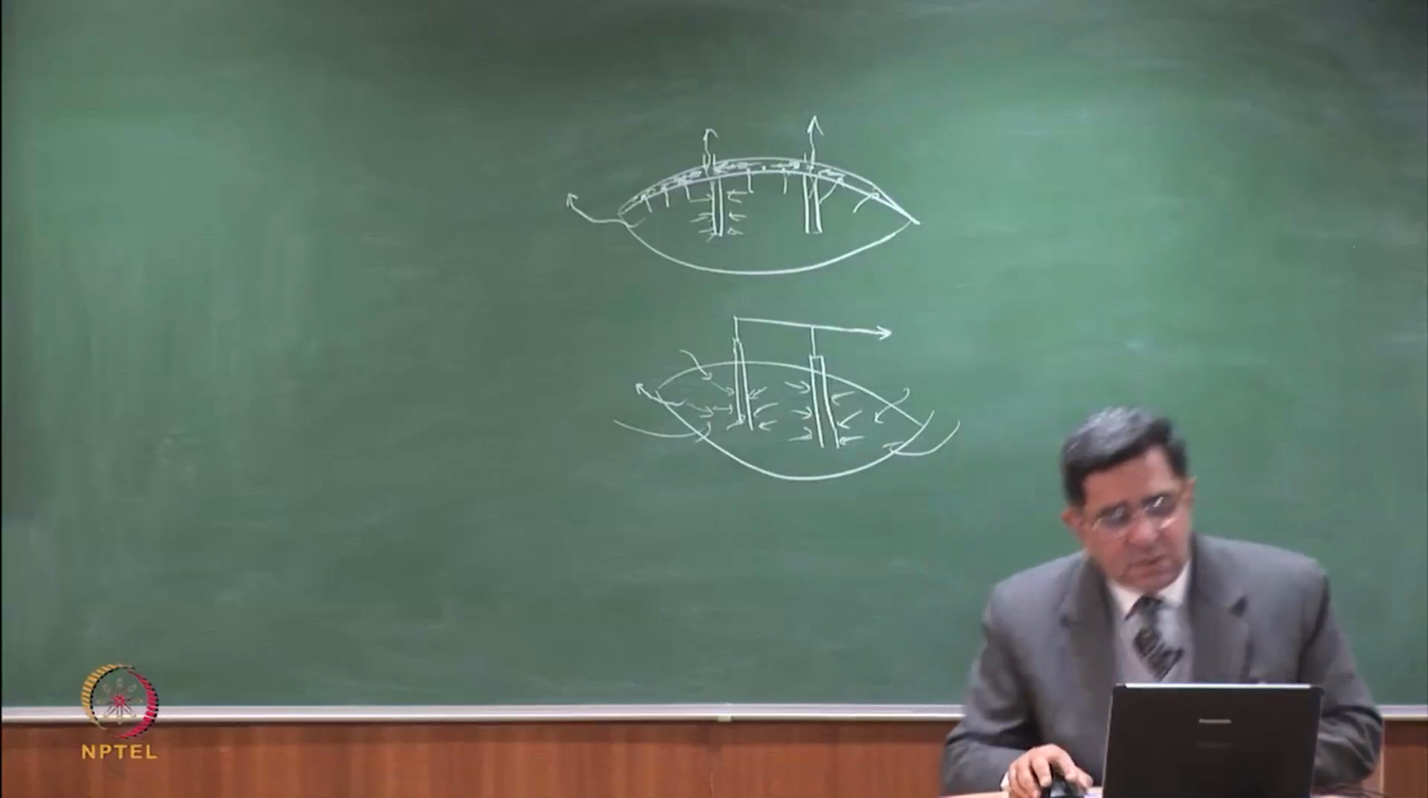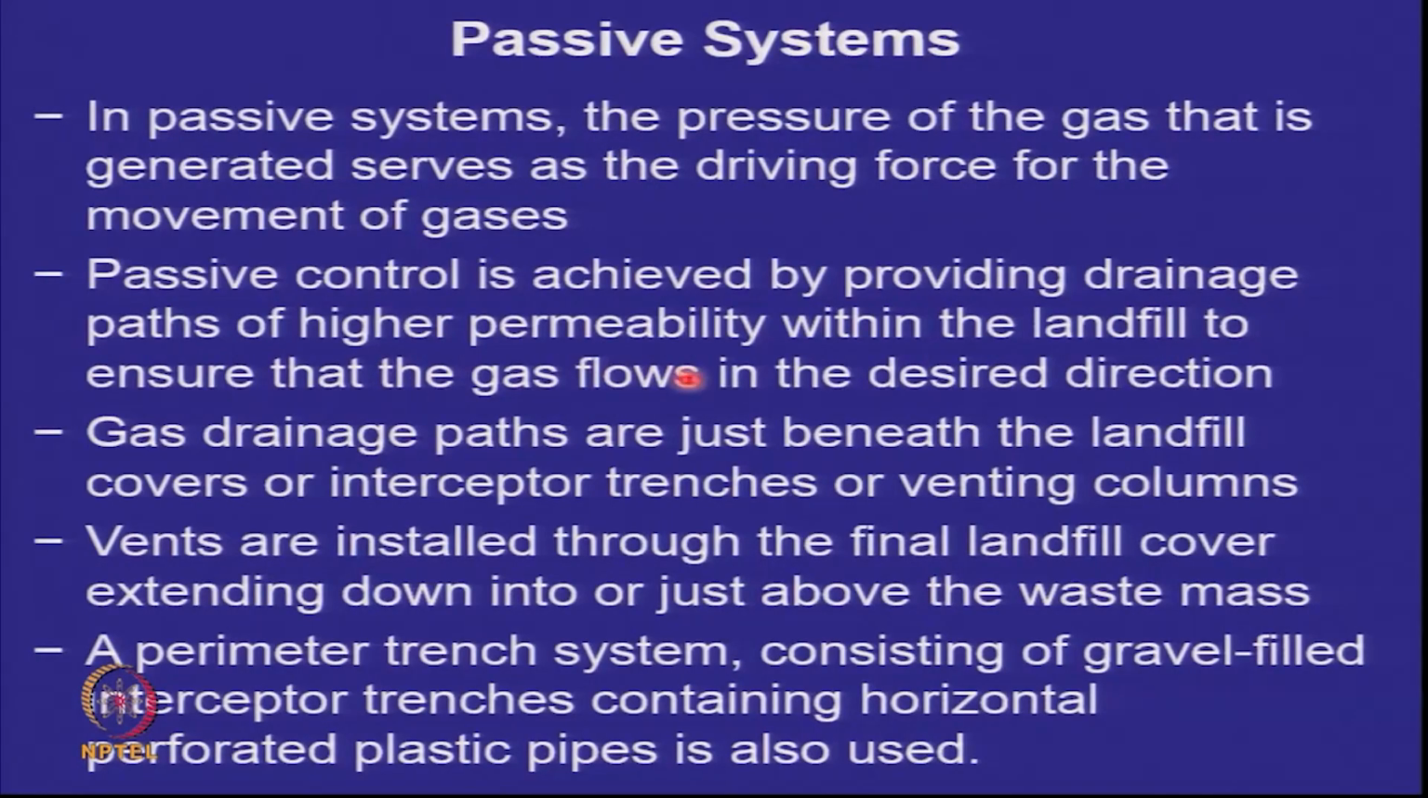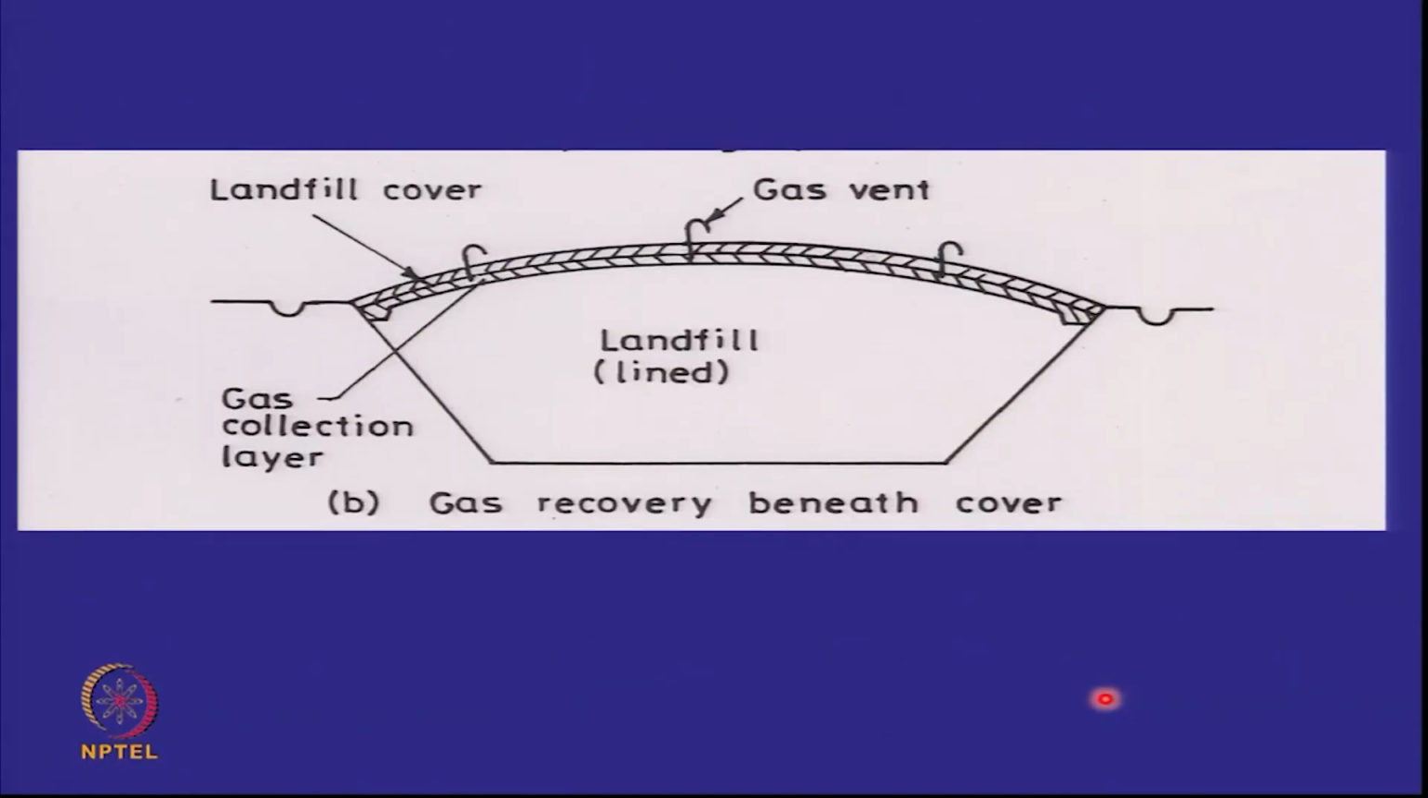So passive control is achieved by providing drainage paths of higher permeability. Gas drainage paths are just beneath the cover or interceptor trenches or venting columns, and vents are installed through the cover system, and a perimeter trench is given all around the landfill. So very simply, this is your cover, and this is your gravel or the gas collection layer, which we've already talked about. And these are your pipes or vents through which the gas will come out.